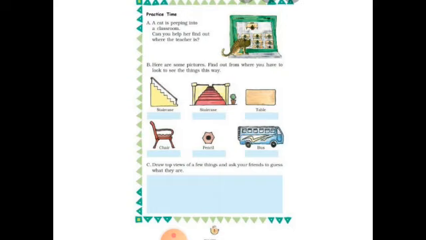Next, see this one, children. Draw top views of a few things and ask your friends to guess what they are. You try this yourself, children. Now you are all staying at home, maybe you don't have friends. So you draw some top views, and ask your parents or brothers and sisters to tell you what the view of that object is. Is it fine, children? Okay.